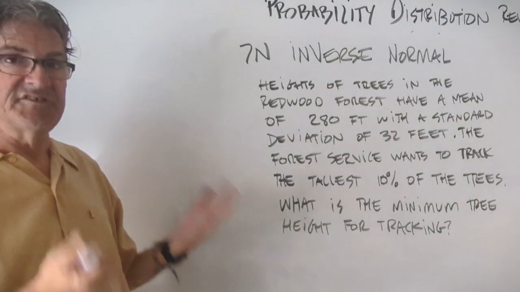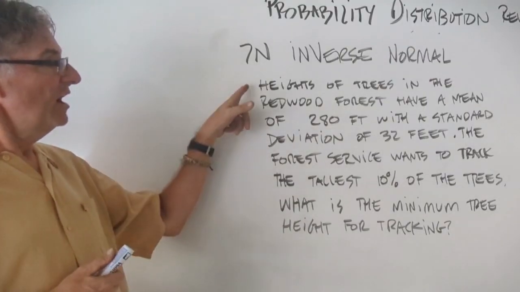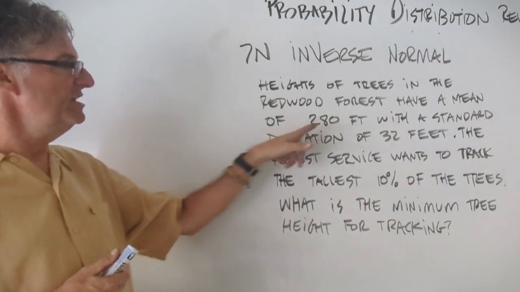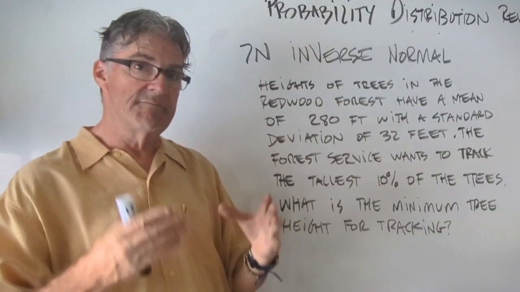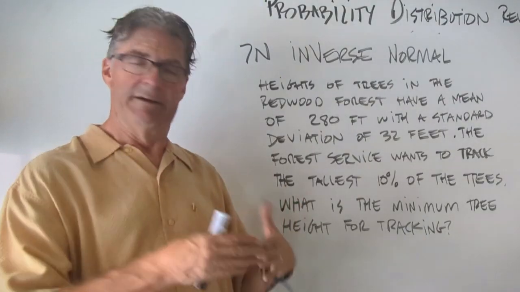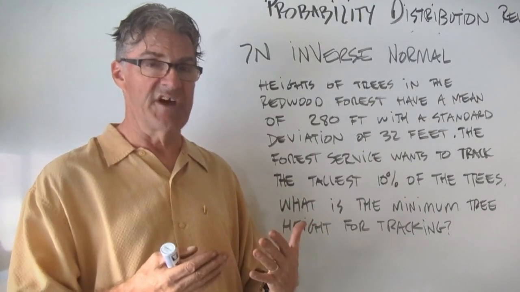So here is an example problem that you might see. Heights of trees in the redwood forest have a mean of 280 feet with a standard deviation of 32 feet. Now that might be close to reality. I'm not sure, I just made those numbers up.